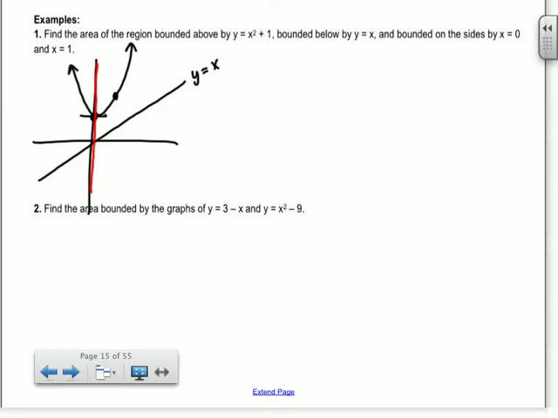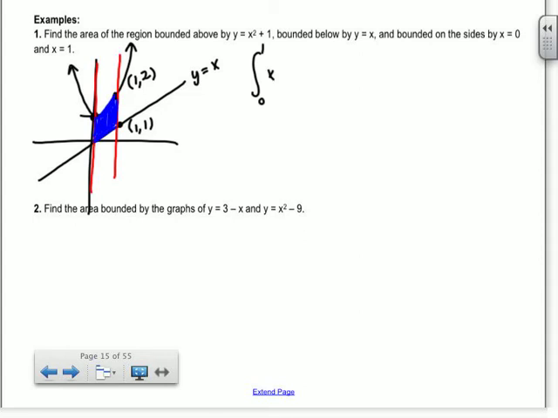So think about what this point would be. At 1, it would be 1, comma 2. And at 1, this one would be 1, comma 1. So this shape that we have has a curve on the top and it's straight on the bottom. So it's like that. Okay, so we have a top curve, we have a bottom curve, and we're going from x equals 0 to x equals 1. So we just do 0 to 1.